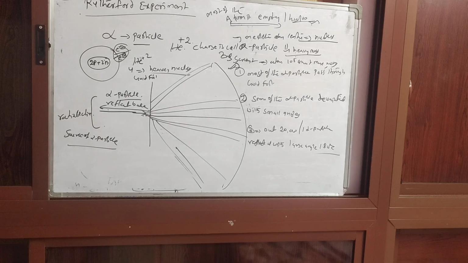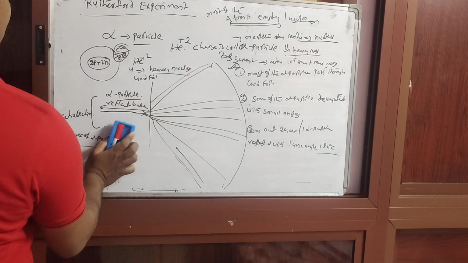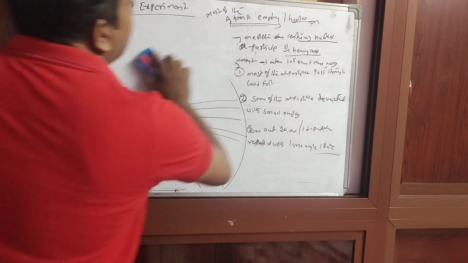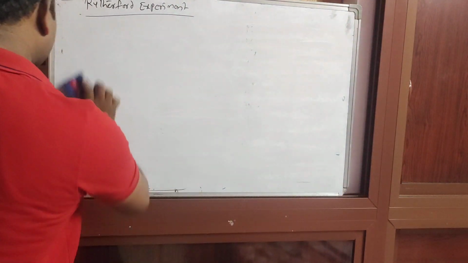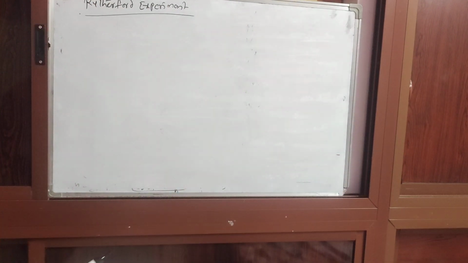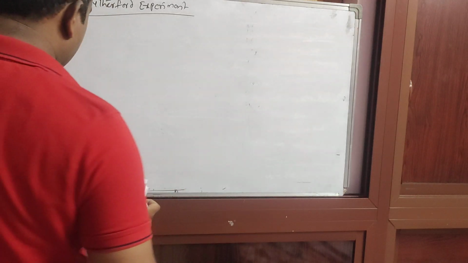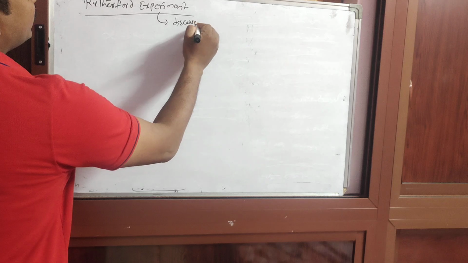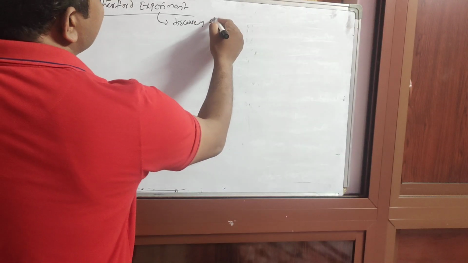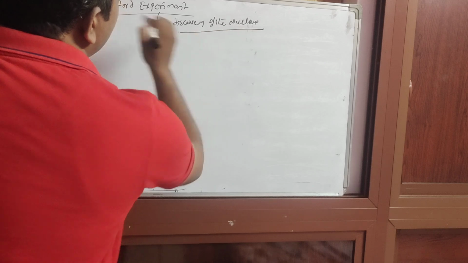Rutherford has successfully done the experiment. Before that, nobody had found out these observations. You write it here: what he has observed. He has discovered the nucleus. Before that, nobody had discovered it. That is the Rutherford model. He has discovered the nucleus.